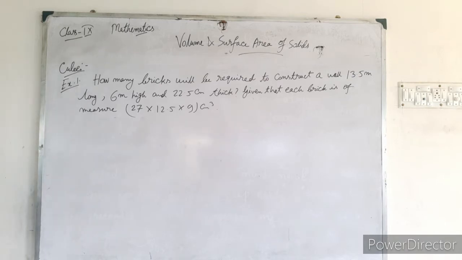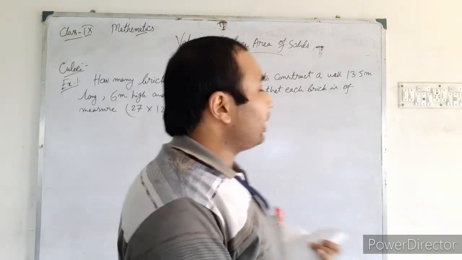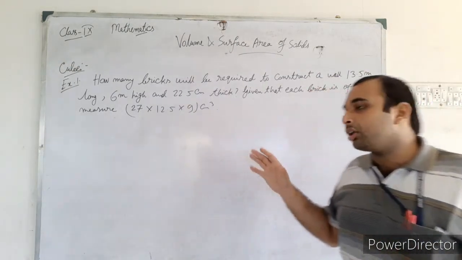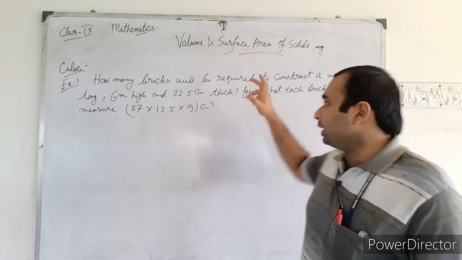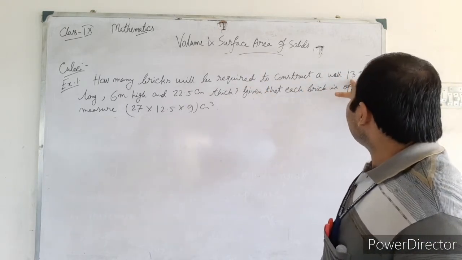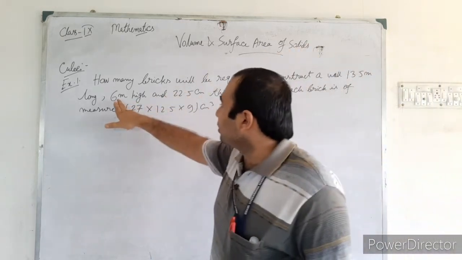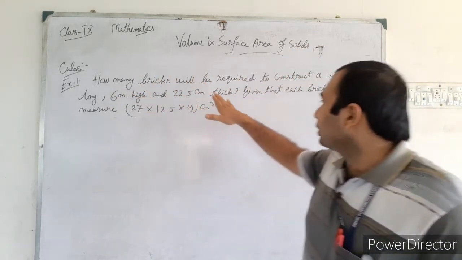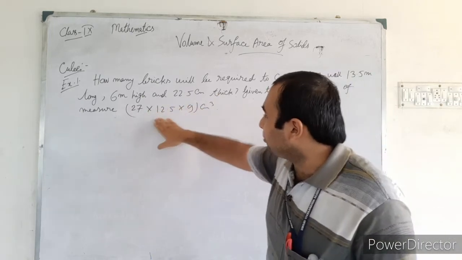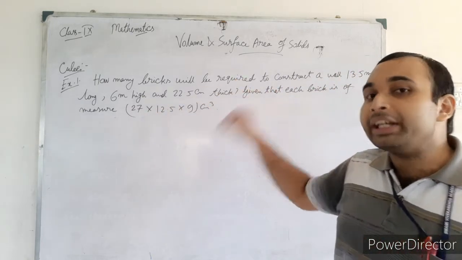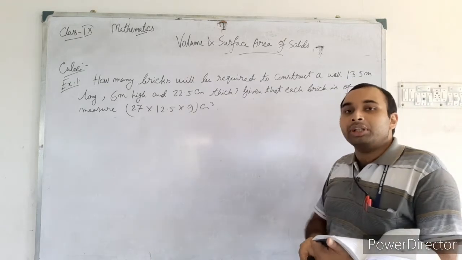So students, this is our first example. How many bricks will be required to construct a wall 13.5 meter long, 6 meter high and 22.5 centimeter thick, given that each brick is of measure 27 into 12.5 into 9 centimeter cube. So just see here, first of all you have to change all of the units into the same unit. The length of the wall is 13.5 meter, the height is 6 meter, but the thickness is in centimeter, and the measurements of the bricks are also in centimeters. So you have to change to centimeter at first.